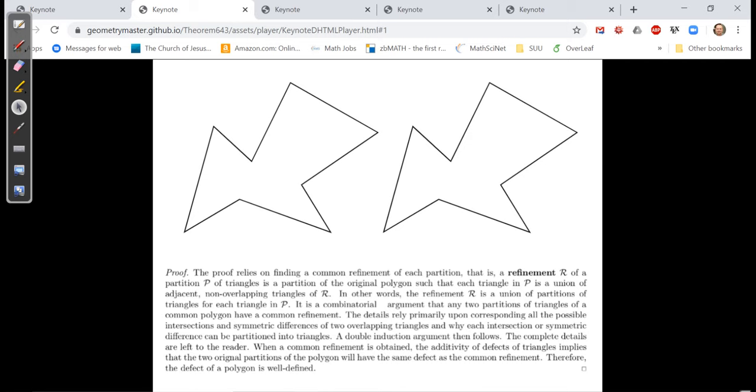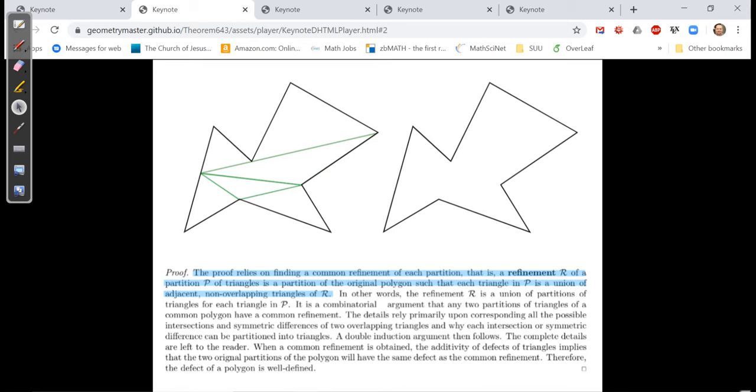The proof comes from a combinatorial argument about a common refinement. Because the polygons, you see two examples in front of you, the same polygon, clearly congruent. The proof is going to rely on a common refinement, where a refinement of a partition of triangles is a partition of the original polygon such that each triangle in the partition is a union of adjacent non-overlapping triangles in the refinement R.